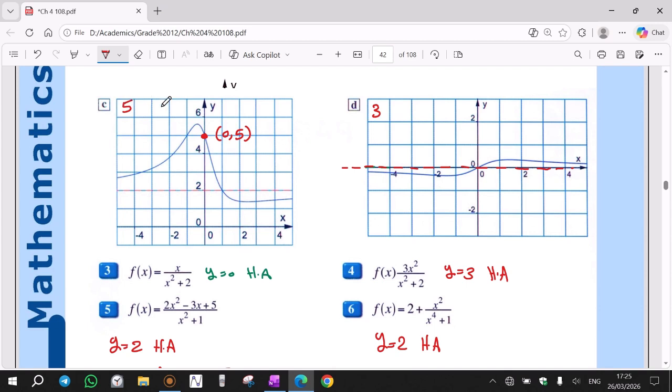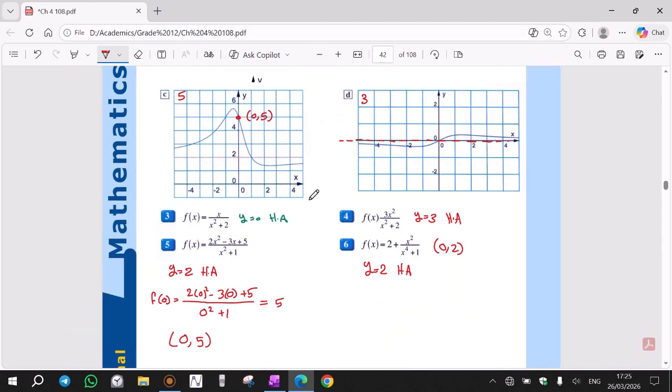Which means the last graph, which is graph A, belongs to number 6. Because if I put 0 in place of x, I will get 2. And (0, 2) is on the graph of A. So number 6 belongs to A.